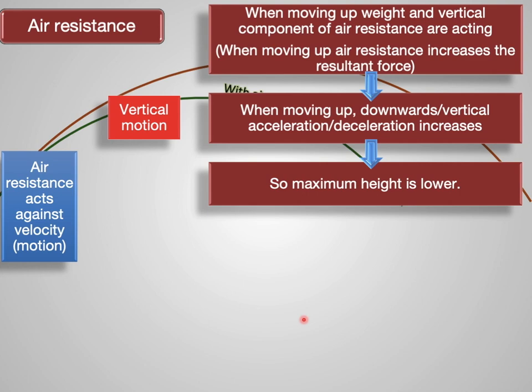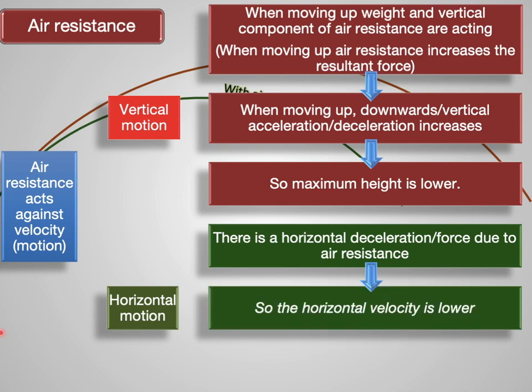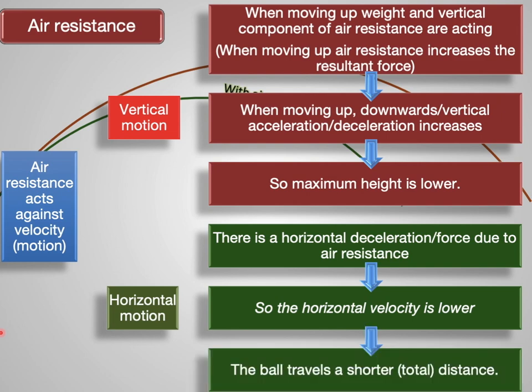So with air resistance, the height will decrease because there are two forces pushing it downwards. Now let's see what air resistance does to the horizontal motion. Usually in horizontal motion, there is no acceleration, but this air resistance will exert a force against the horizontal velocity. As a result, there is a deceleration horizontally. The velocity has decreased, and as a result, the distance traveled will be less.